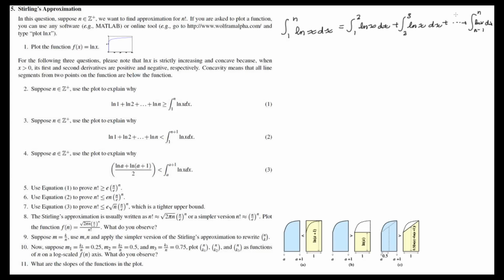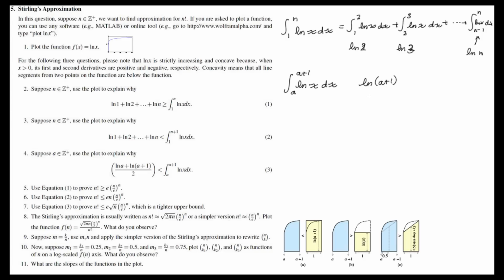dx. Essentially we're going to compare each term to a natural log. Actually, we're going to compare this one to the natural log of 2 and this one to the natural log of 3. So, for example, in each case, we will compare the integral from a to a plus 1 of natural log of x dx to the natural log of a plus 1. Here, this is the a equals 1 case.